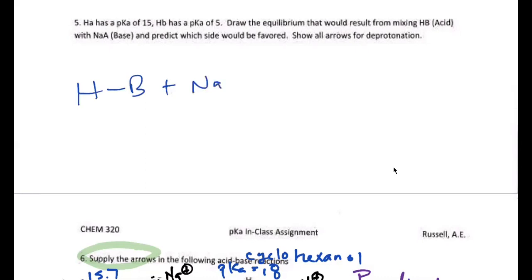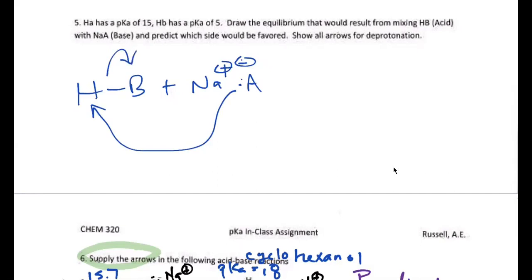plus Na plus A minus, right? Is that clear? When it says HB and NaA? All right. And then we're trying to predict the equilibrium. So let's put the arrows in first. This is a proton transfer mechanism, which means that the electrons on A are going to be used to attack H. Follow? And then I'm going to break the bond between B and H.